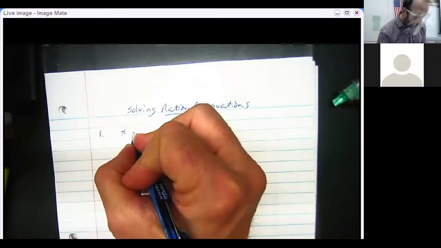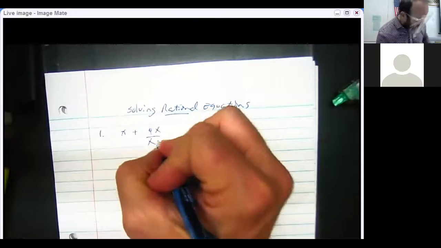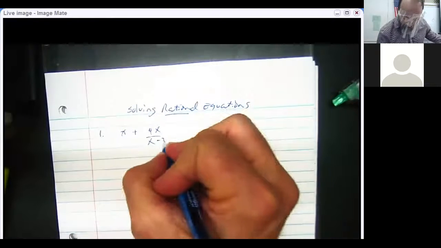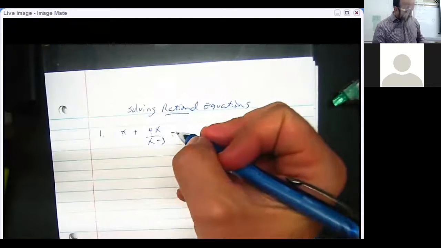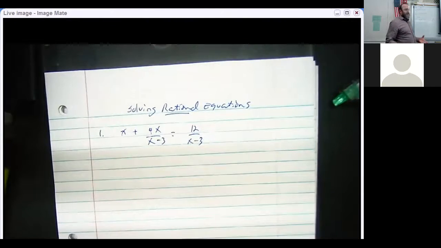I'm going to take x and I want to add to that 4x over x minus 3 and set it equal to 12 over x minus 3. And I want to find out values of x that actually make that sentence true.